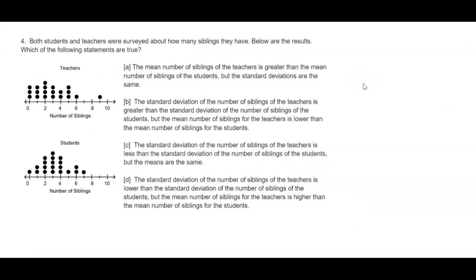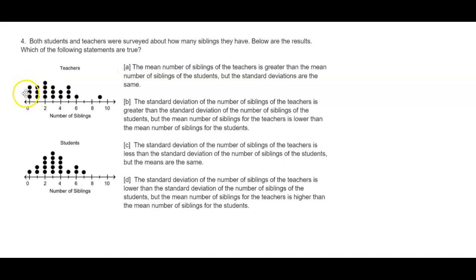All right, guys, in this case, we're a little bit tricky. We're looking at two different dot plots that represent how many siblings teachers and students have based on a survey. Both of them have 20 participants, so 20 teachers that were surveyed, 20 students that were surveyed. And the way that I know that is I counted all these dots.